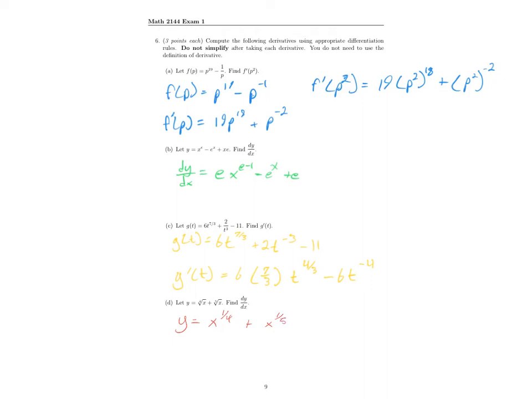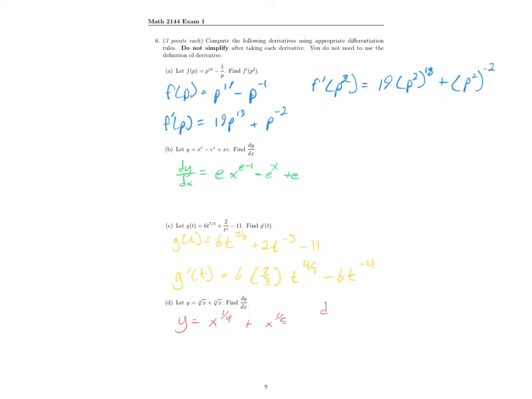So the denominator is 4 in this first term because we have a 4 outside the radical, and 5 in the second because we have a 5 outside the radical. And then the numerator is 1 in both of these cases because the power of x under the radical is 1. So now that we have it written this way, we're going to want to take the derivative.